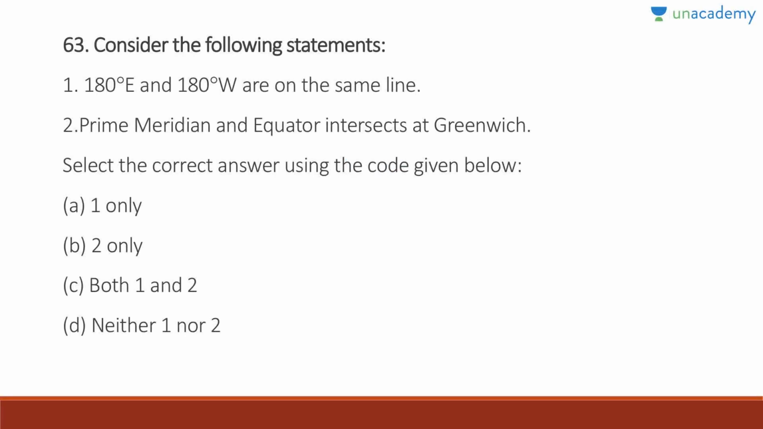Question number 63. Consider the following statements. 180 degree east and 180 degree west are on the same line. Yes, this is absolutely correct. Prime Meridian and equator intersect at Greenwich. The Prime Meridian and equator intersect in the Gulf of Guinea, which is just off the western coast of Africa. So this is wrong. So the answer here is A, 1 only.